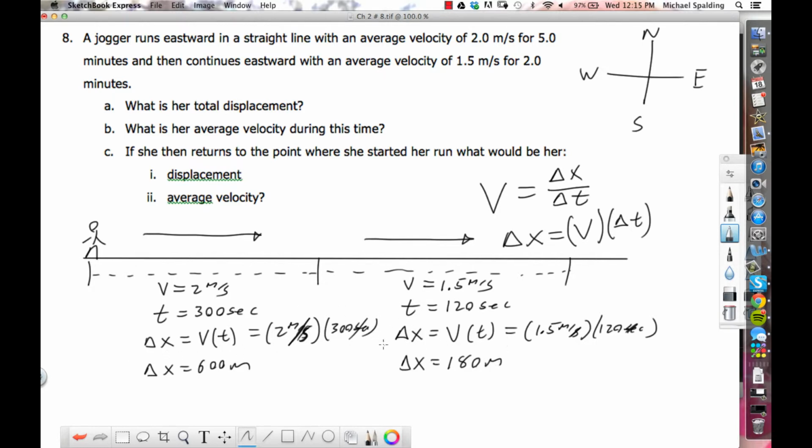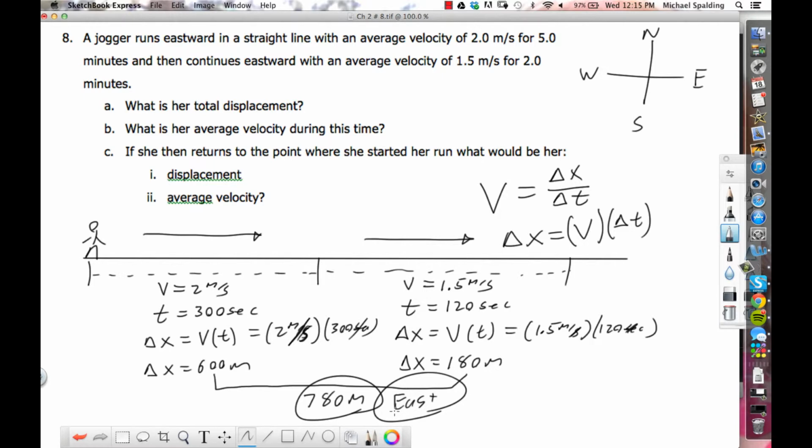So what was the total displacement? The total displacement, you add these together, 780 meters. This is east. 780 meters east, because displacement is a vector and it needs a direction.